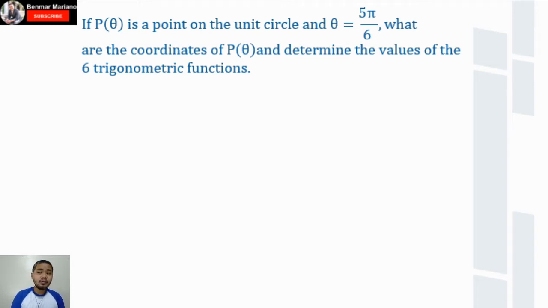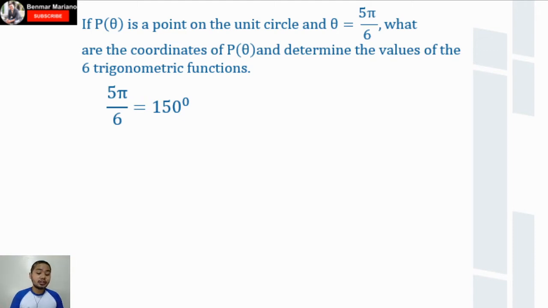So, we have two tasks to do here. First is to identify the coordinates of P of theta, and then we are going to determine the 6 trigonometric functions of theta. The first thing to do here is to identify the angle itself. Isn't it that the angle here is 5 pi over 6? Personally, what I am going to do here is to express 5 pi over 6 in degree measure. So 5 pi over 6 is actually equivalent to 150 degrees.